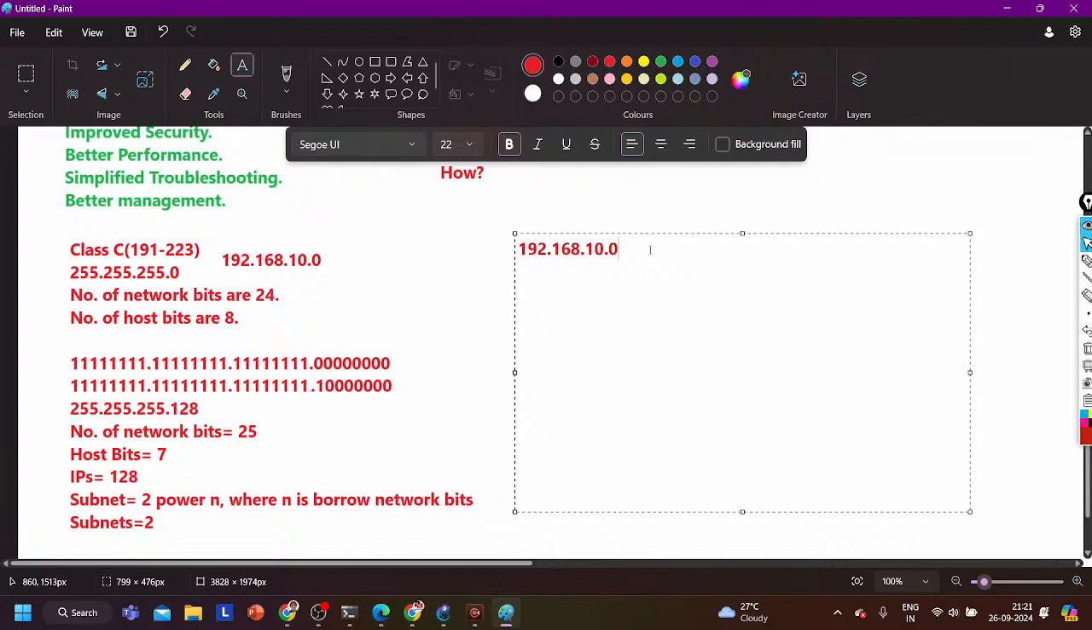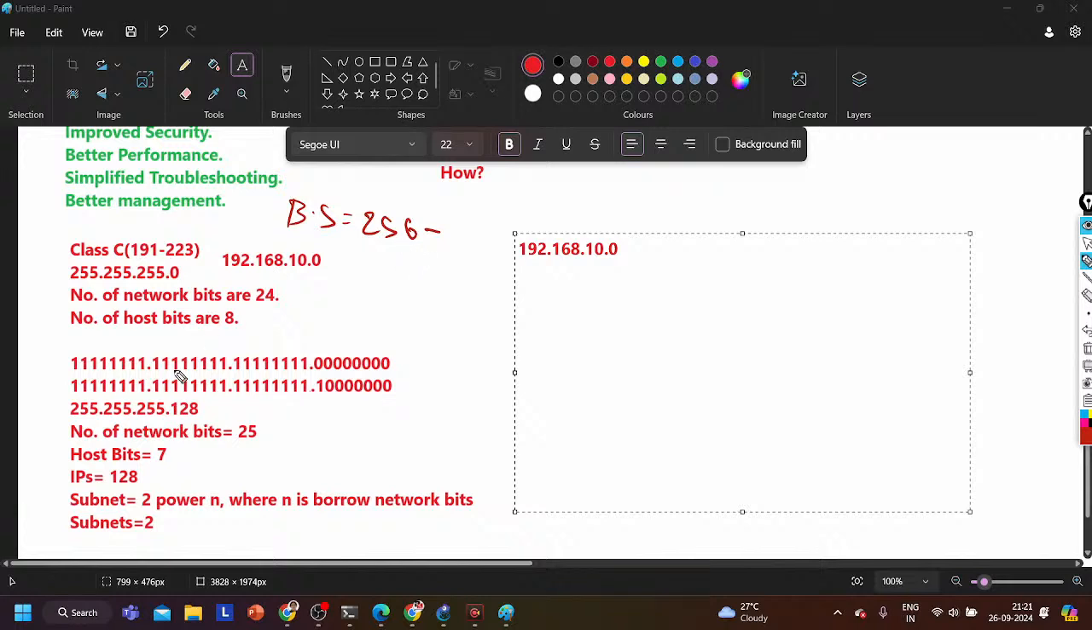That is, guys, 128. Yes. For that we have one formula, that is block size, right? So we need to calculate block size here. And how to find block size? The formula is 256 minus the subnet mask of the last octet, meaning the last field.